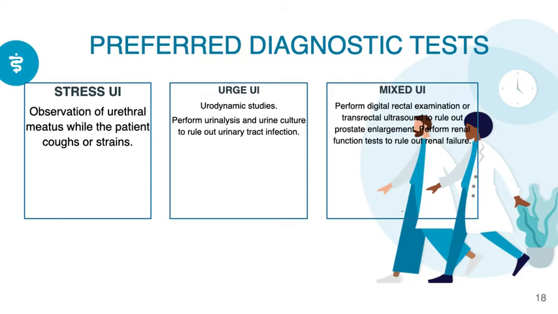For mixed urinary incontinence or urethral overactivity and/or bladder underactivity, perform digital rectal examination or transrectal ultrasound to rule out prostate enlargement. Perform renal function test to rule out renal failure.